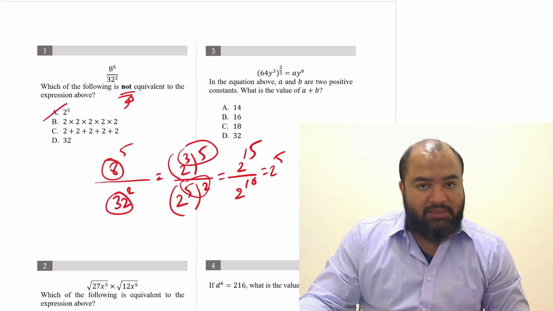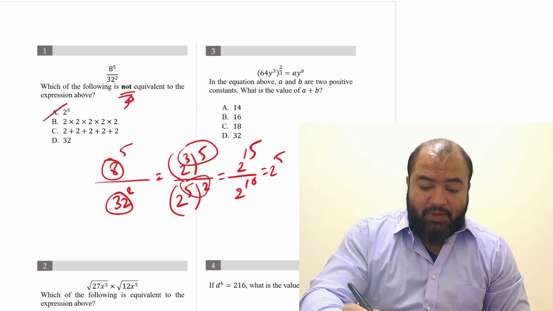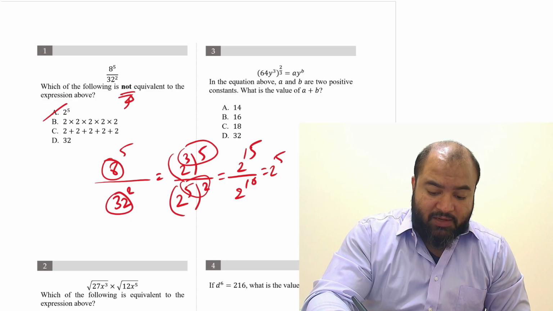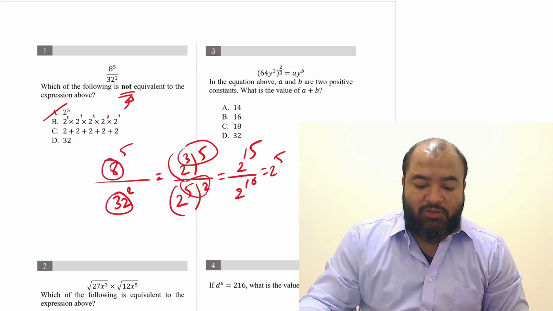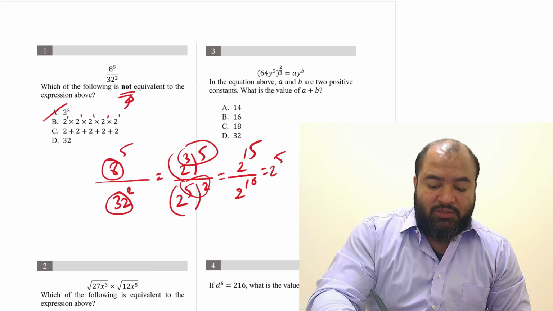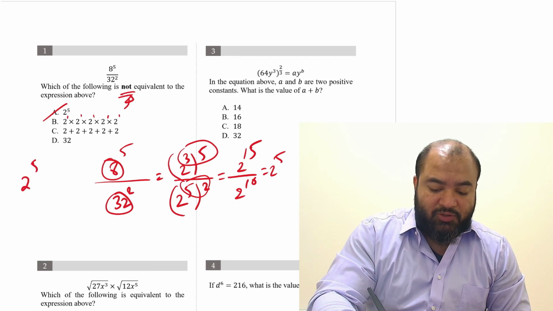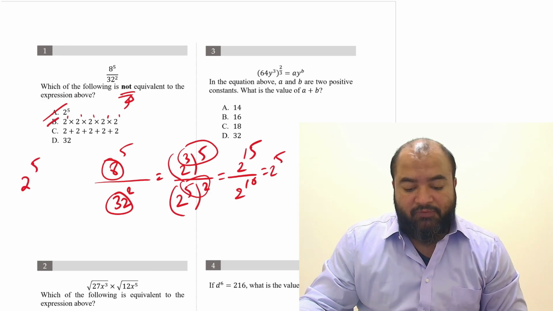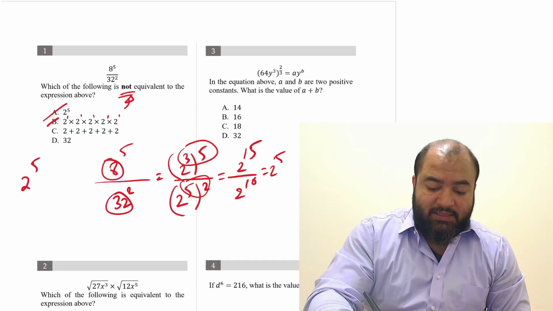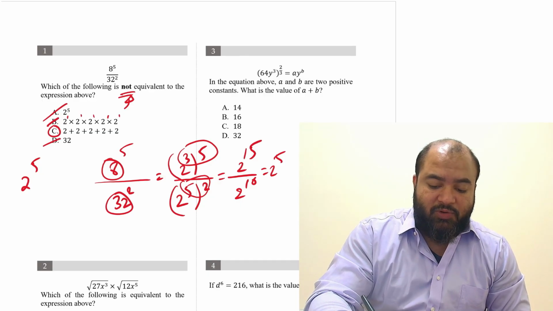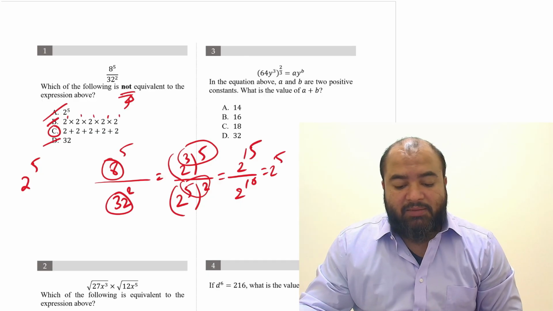So A is equivalent to 2^5. B, they're like 5 twos multiplying. So each one of them has a power 2. When you're multiplying, you add the powers, so it's 2^5. So B is also 2^5, and 2^5 is 32.